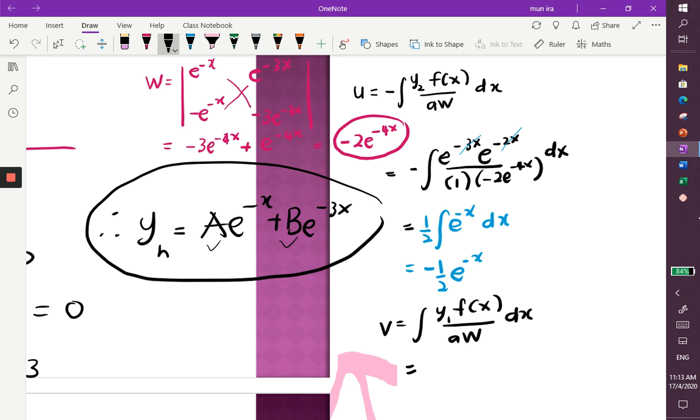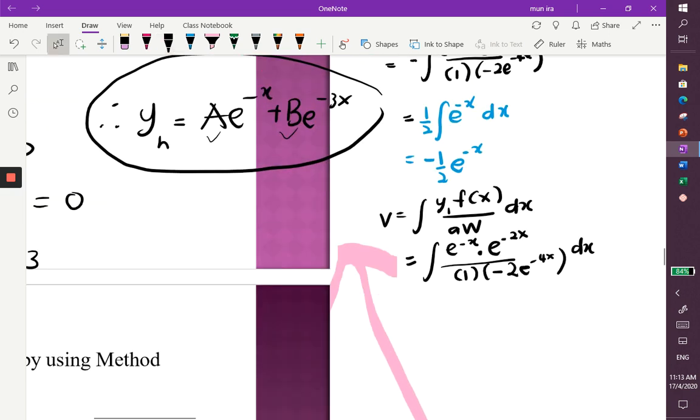Okay, v equals integral of y1 f(x) over aW dx. y1 just now is e negative x. What is our f(x) just now? e negative 2x. Over a, which is 1. Wronskian is negative 2e negative 4x, dx. So this one we try to simplify. We have negative half. e negative x times e negative 2x is e negative 3x. Negative, so plus. So you have e^x dx. e negative 3 plus 4 is e^x. So we have negative half e^x.